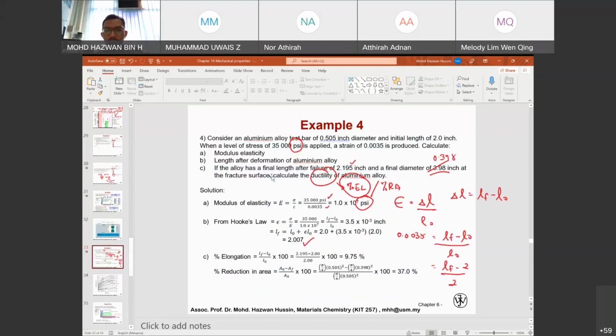And we also looked through these examples in order to see whether the materials are ductile or less ductile. So in this case, the values for percentage of elongation and percent of reduction in area are quite small, so it's less ductile.